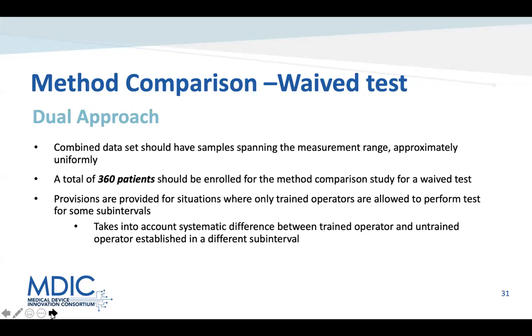There are provisions provided for situations where only trained operators are allowed to perform the test for some of the sub-intervals. For example, in neonates, you may not be able to put an untrained operator into one of those situations. So taking into account specific systemic differences between the trained operators and the untrained operators may be necessary to establish those differences between those 2 groups for specific sub-intervals. Again, these are examples provided in the document, but you should confirm with the regulatory agency that will be reviewing your submissions. We can go to the next slide.